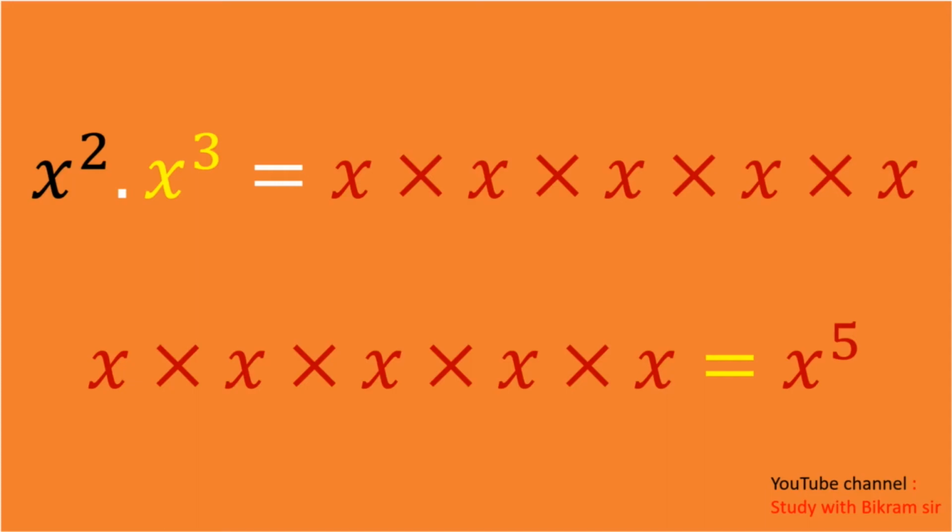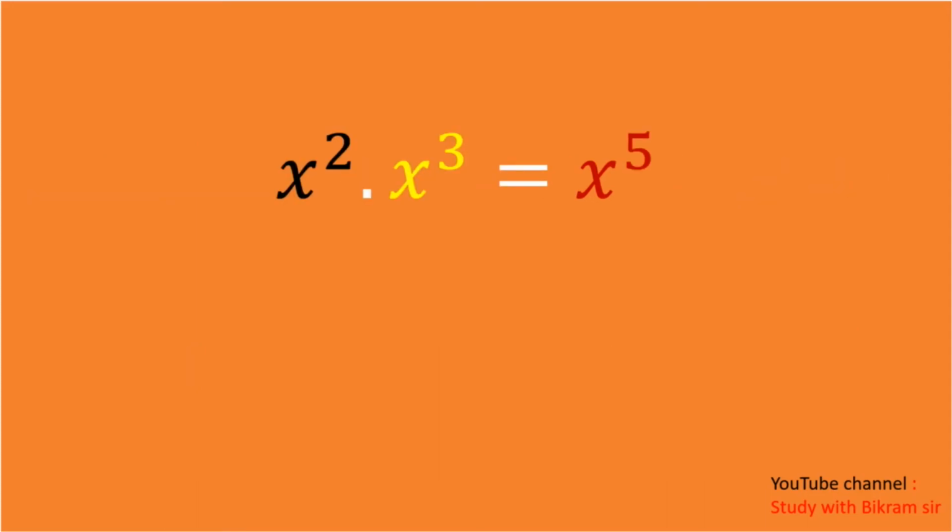So we get this. We can rewrite this equation like this. x to the power 2 dot x to the power 3 is equal to x to the power 2 plus 3. And you can compare these two equations. There is 2 plus 3 in place of 5, because 5 is also equal to 2 plus 3.